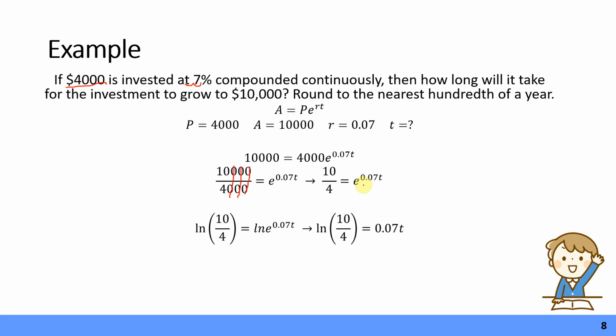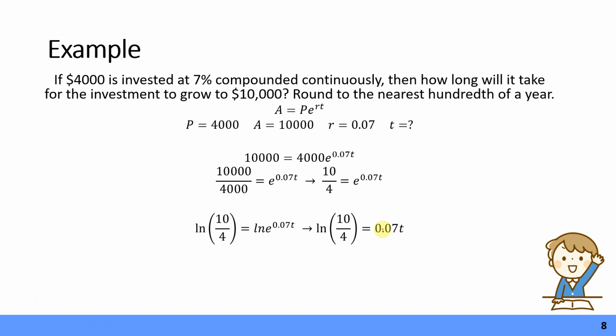But what I do to one side, I do to the other. So I added an ln on the right side, but I also have to add it to the left side. So ln of 10 over 4 equals ln of e, and then the exponent. Like I said, those two cancel out, leaving me only with ln of 10 over 4 equals 0.07t. All right, so slowly we're getting there.